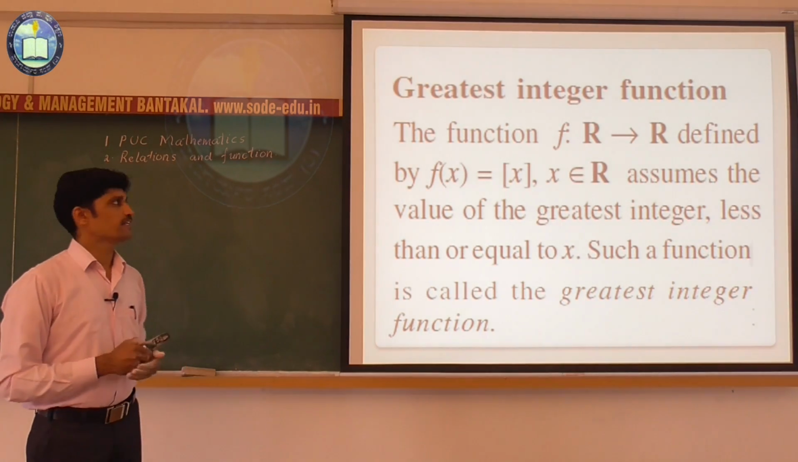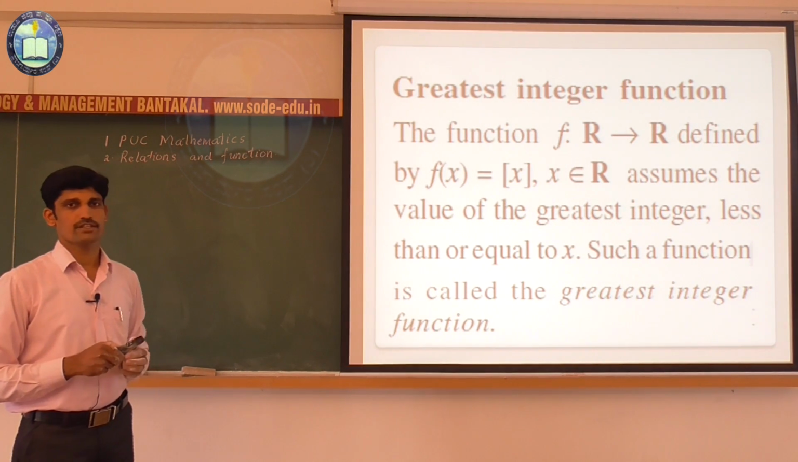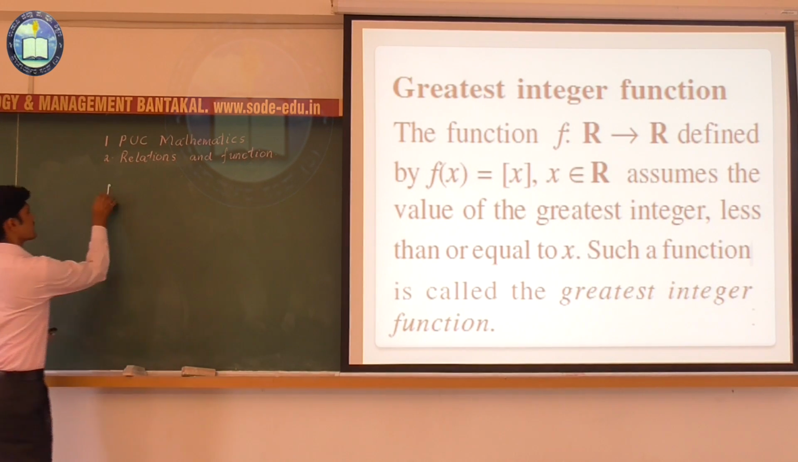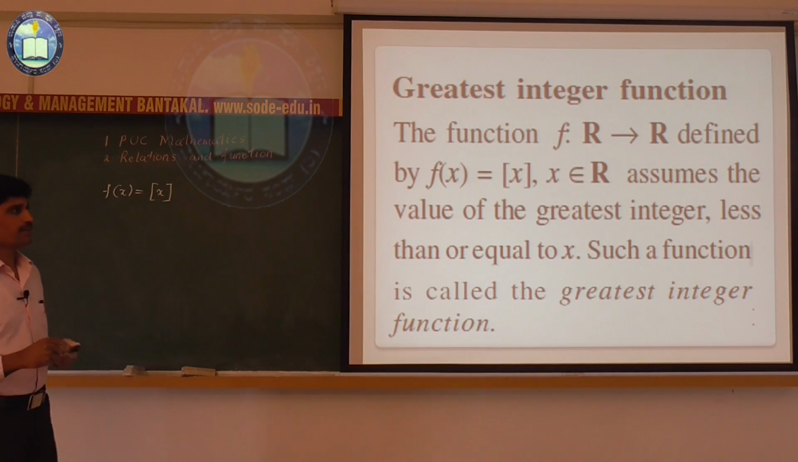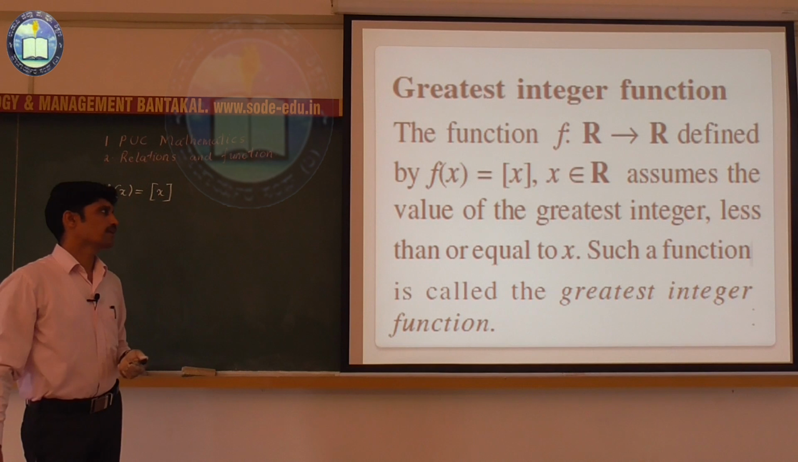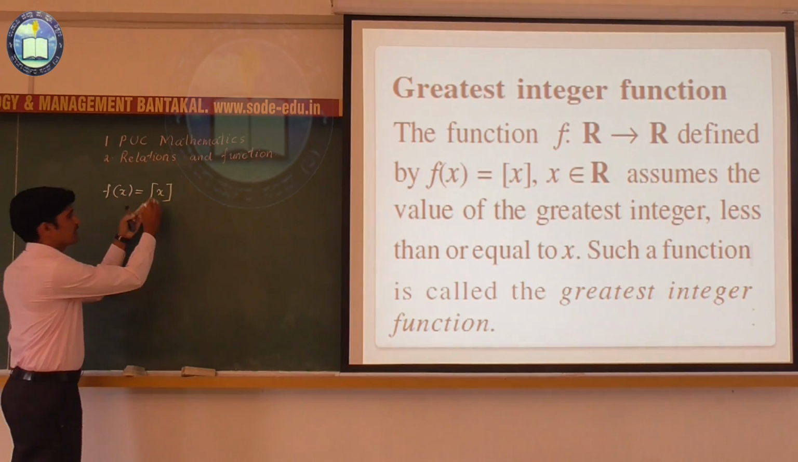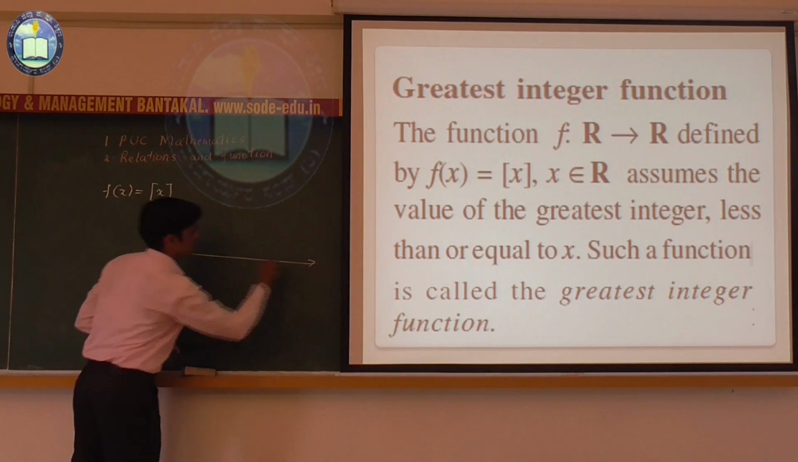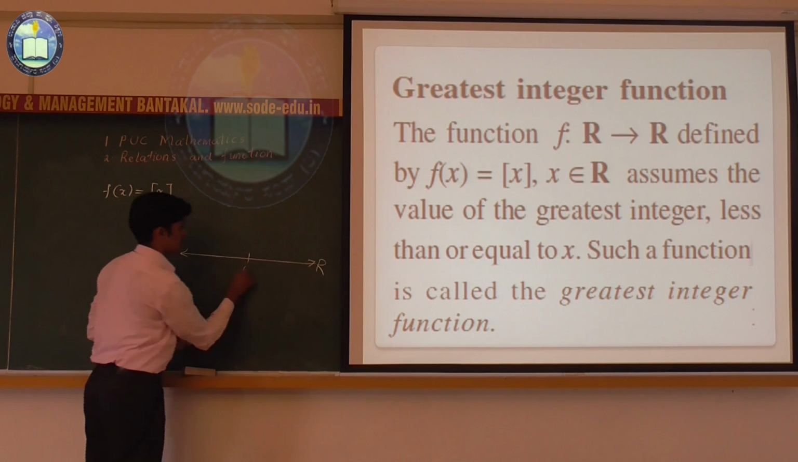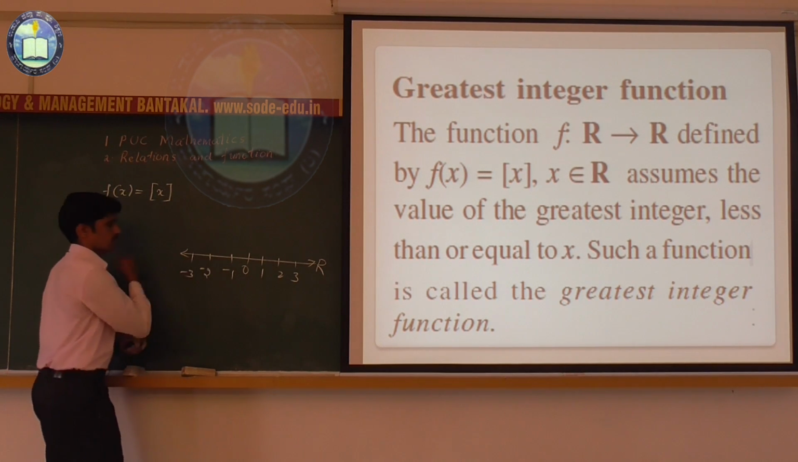Next function we are going to study is the greatest integer function. The function f from R to R defined by f of x equal to square bracket x, which indicates greatest integer function, where this square bracket x means the value of the greatest integer less than or equal to x. Such a function is called greatest integer function. Square bracket x means it takes the greatest integer less than or equal to the given number. For example, this is the number line. The center 0, 1, 2, 3, minus 1, minus 2, minus 3.